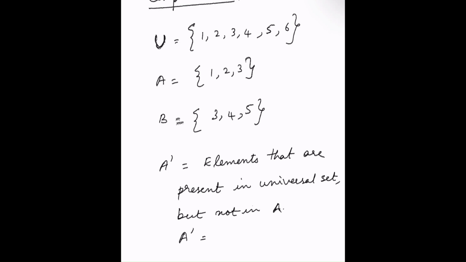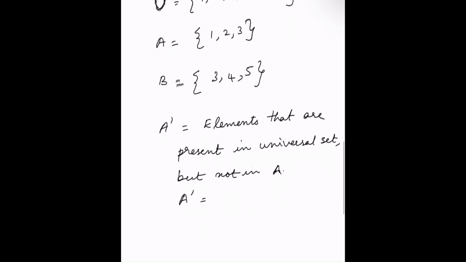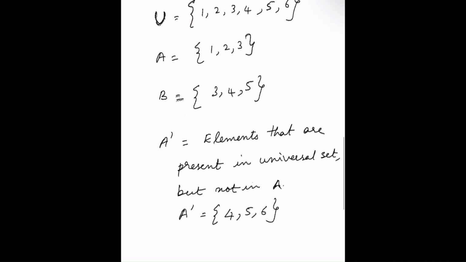What all elements are present in A? 1, 2, and 3. I don't want 1, 2, and 3. So other than 1, 2, 3, what is there? 4, 5, 6. That's the answer. So 4, 5, 6 is A complement. A complement means what is present in the universal set, but not in A. That will give me A complement.